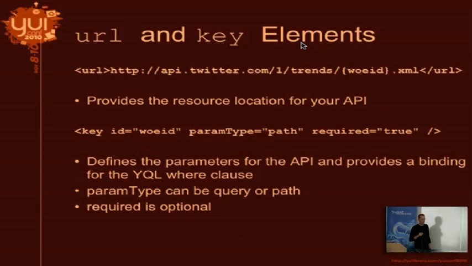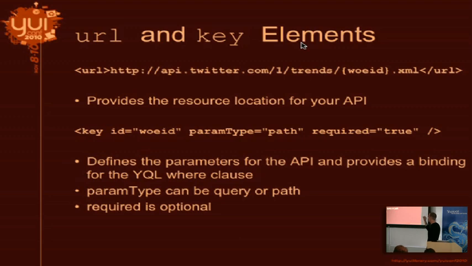Obviously, you can't make the call like that. That would result in some sort of 404 or something like that. What that actually ends up being is a placeholder for YQL to insert a key. The key, which is on the next line, is the actual definition of what gets substituted into that URL. So the WoID, the name of it, has a param type of path. Path means that it gets inserted into the actual URL that you have up there.